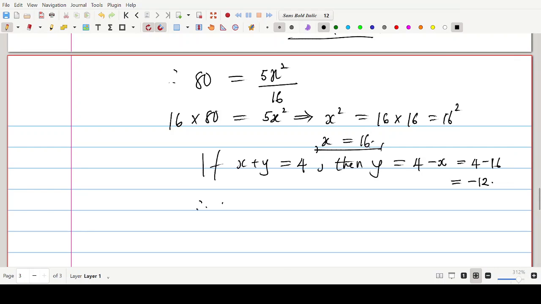Therefore, the value of x plus y squared is equal to 16 plus minus 12 squared, all right? That will give us 16 plus 144. So on addition, what do we have as results? It's 160. So the value of x plus y squared is 160. So that is the result. So take note of this particular problem. We're done with solving it.